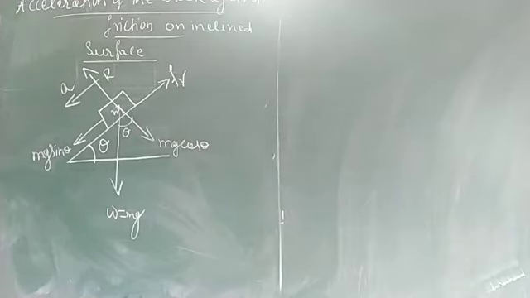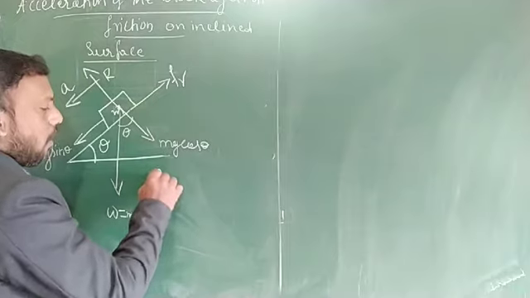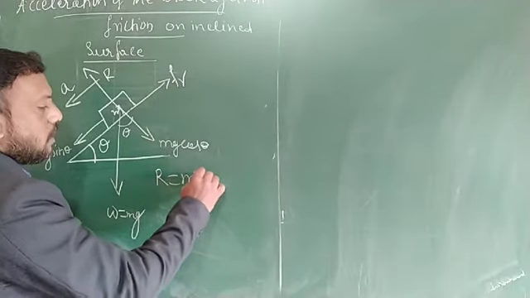Therefore, now write the equations. R is equal to mg cos theta, since mg cos theta is balanced by R.